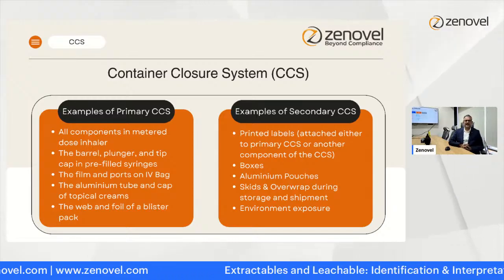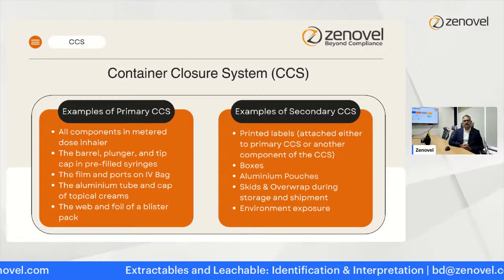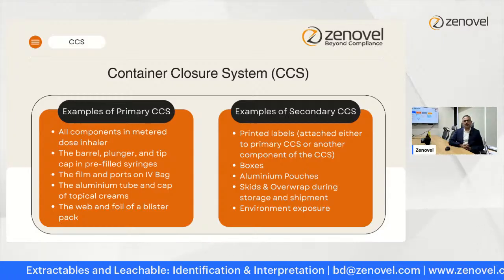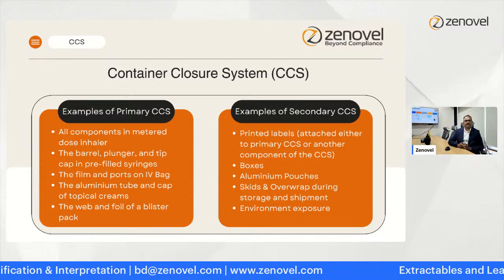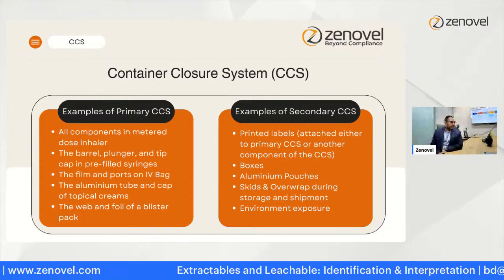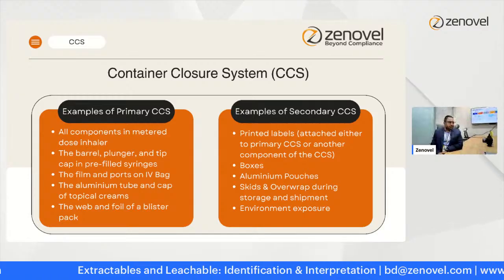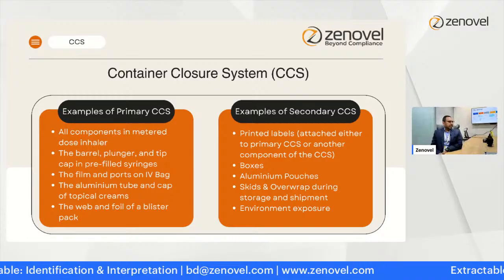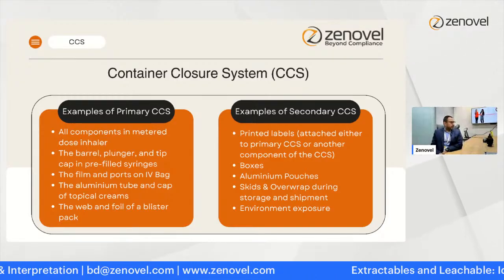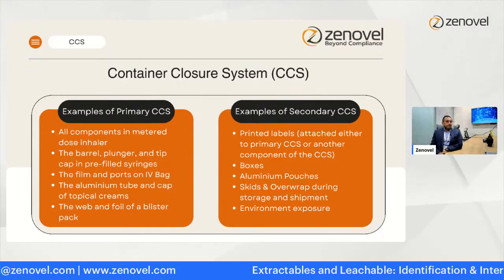So here we can easily identify how the primary and secondary container closure can contribute to extractables and leachables. Now we have understood this. These are the sources: extractables and leachables come from the primary container closure and the secondary container closure. So this is very clear.